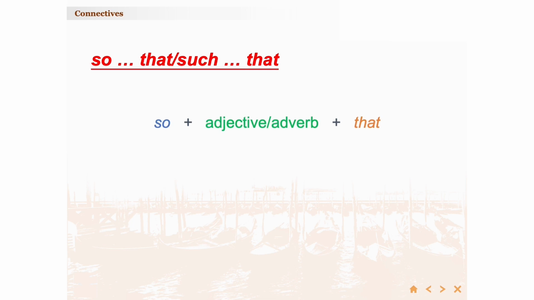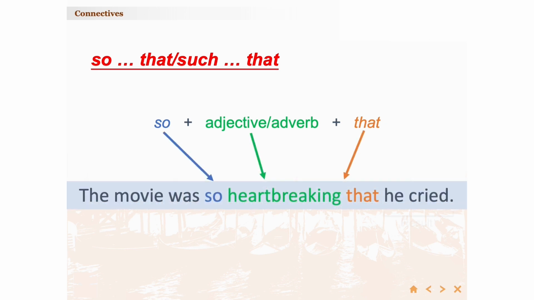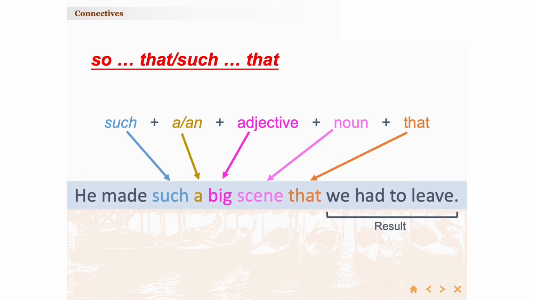First, we can use the structure "so" followed by an adjective or adverb, and then "that" to talk about results. Here is an example. The movie was so heartbreaking that he cried. In this sentence, the result is that the person cried. We can also use the structure shown on the screen now to talk about results. Here is an example. He made such a big scene that we had to leave.